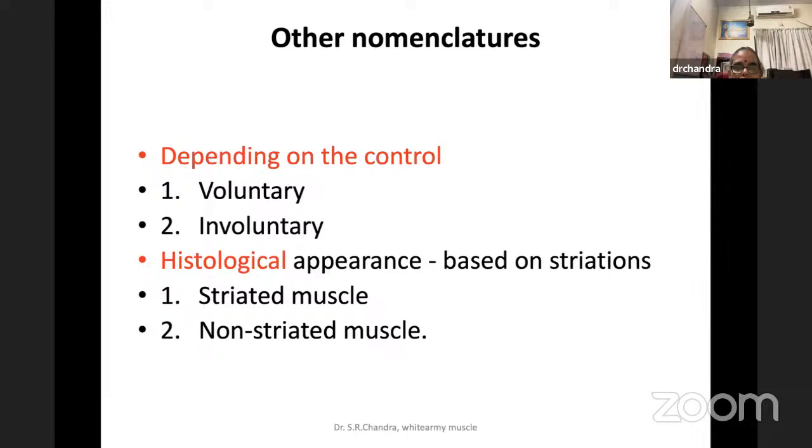So skeletal muscles are those which are attached to the skeletal structures, and other muscles are not attached to the skeleton. Smooth muscle and cardiac muscles are not attached to any skeleton. Depending on the type of function the muscles do, they are classified as involuntary muscles and voluntary muscles. So depending on the attachment, they are either skeletal muscle, smooth muscle or cardiac muscle, which is a combination of both skeletal muscle and smooth muscle. Depending on the type of control, they are classified into voluntary muscles and involuntary muscles. And based on the histological appearance, they are classified into striated muscle and non-striated muscle. So based on various aspects, they are categorized differently.